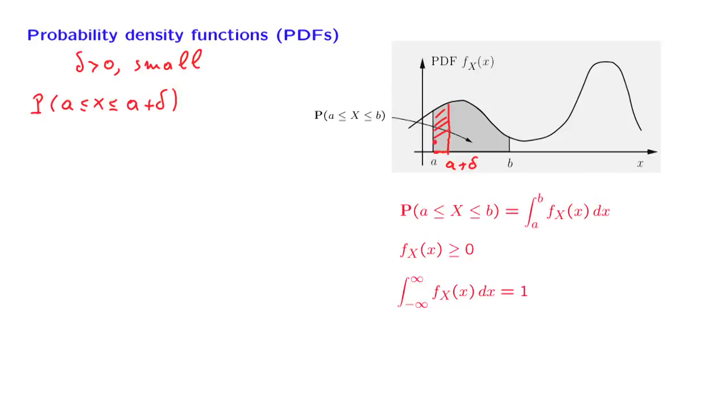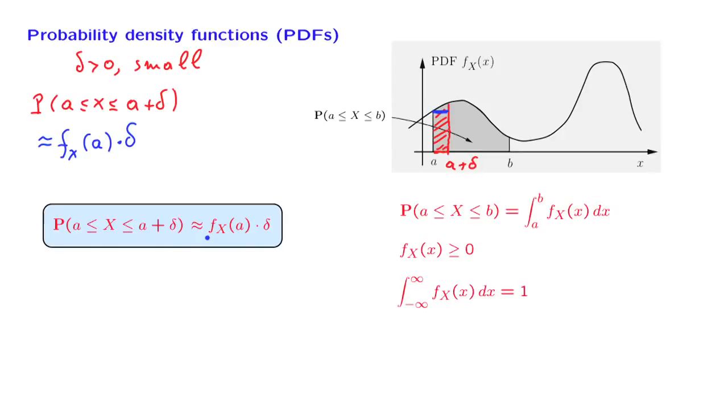On the other hand, as long as f does not change too much over this little interval, which will be the case if we have a continuous density f, then we can approximate the area of this region by the area of a rectangle where we keep the height constant. The area of this rectangle is equal to the height, which is the value of the PDF at the point a, times the base of the rectangle, which is equal to delta. So this gives us an interpretation of PDFs in terms of probabilities of small intervals.